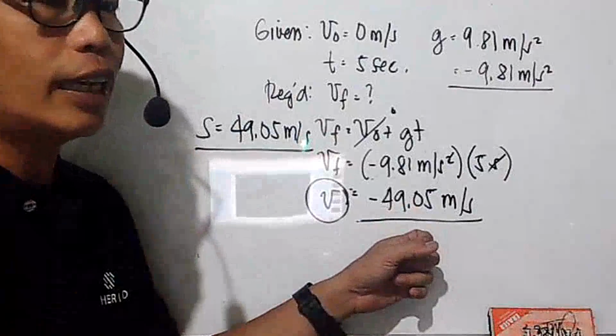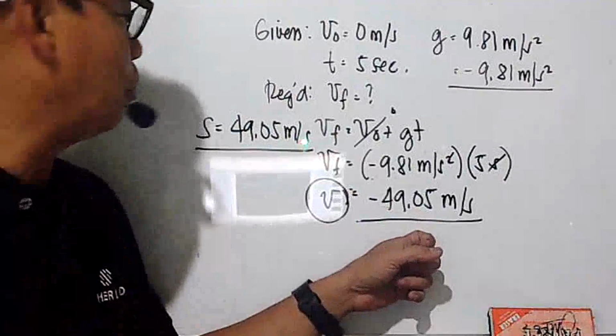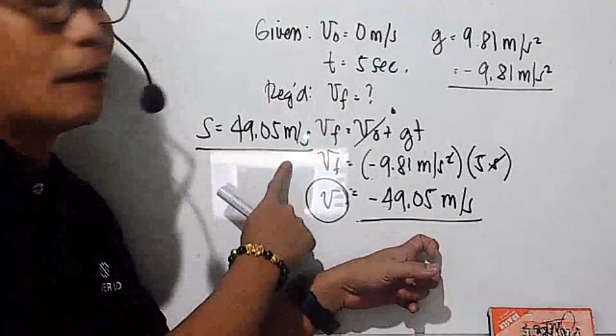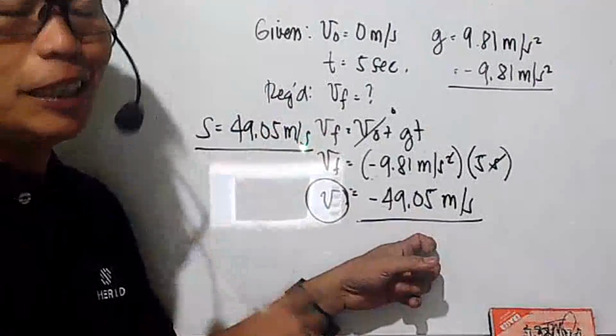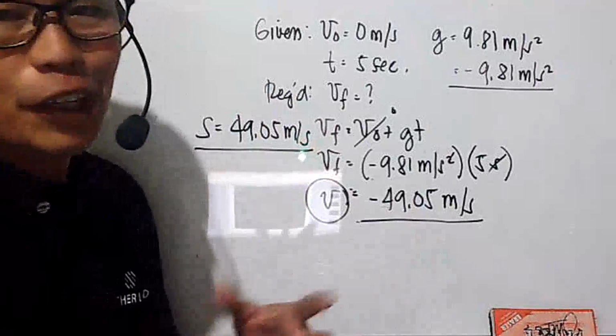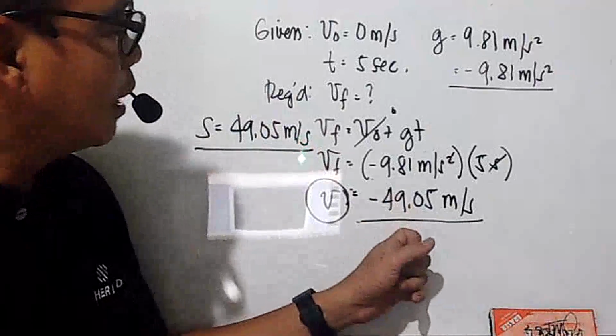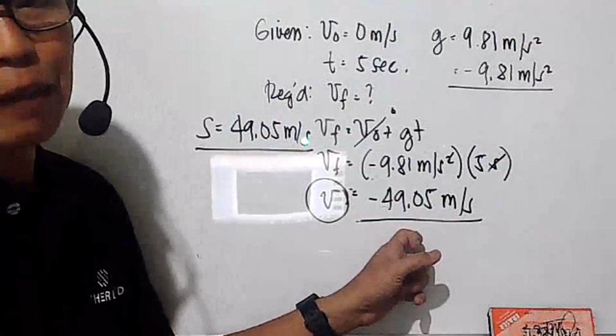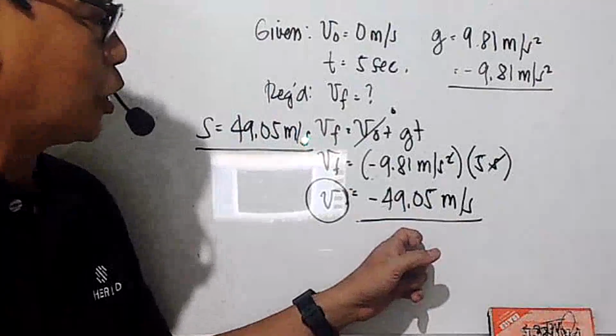So the first question is A, what is the speed? So your speed is 49.05 meters per second. Since wala negative na speed, yun yung bilis niya. Okay? Now, anong velocity niya? Ang velocity niya is negative 49.05 meter per second squared.